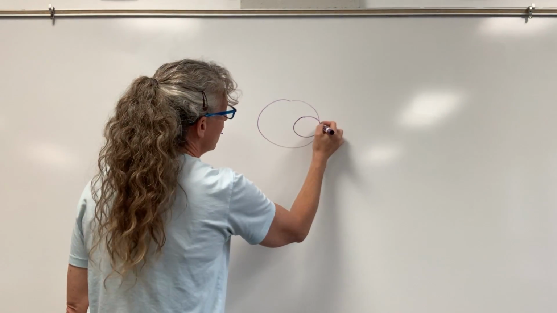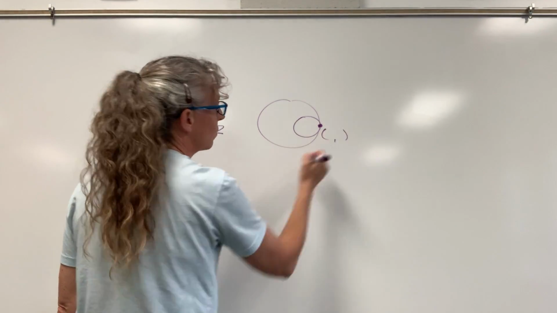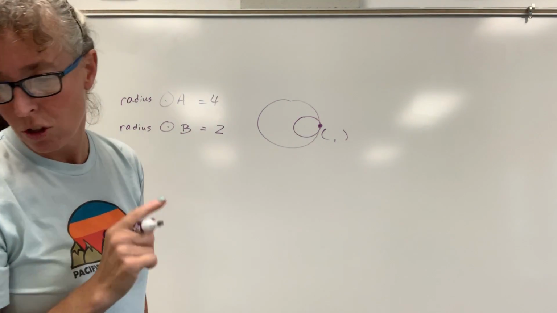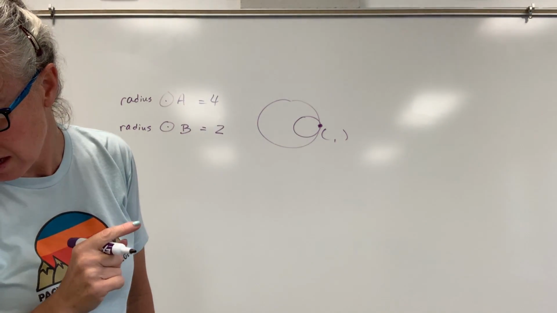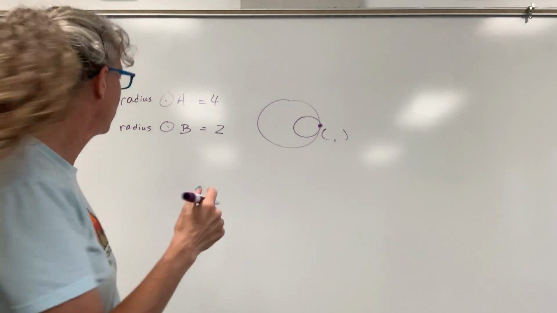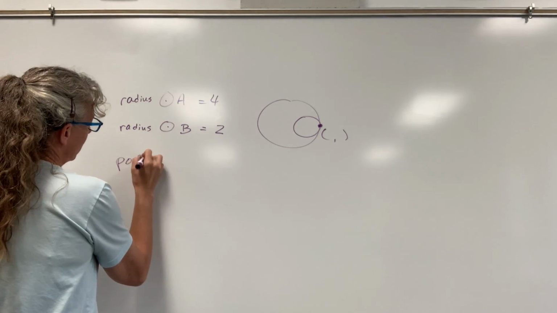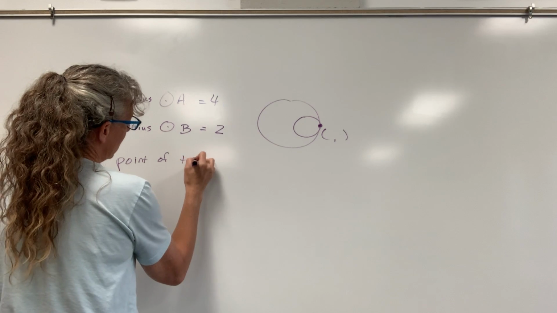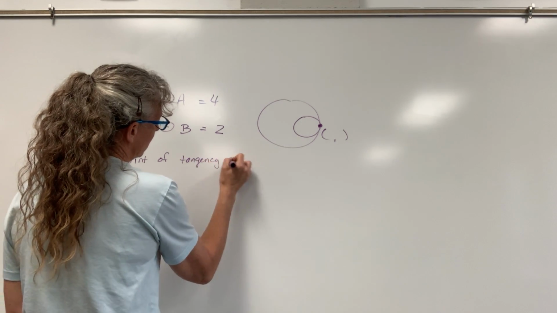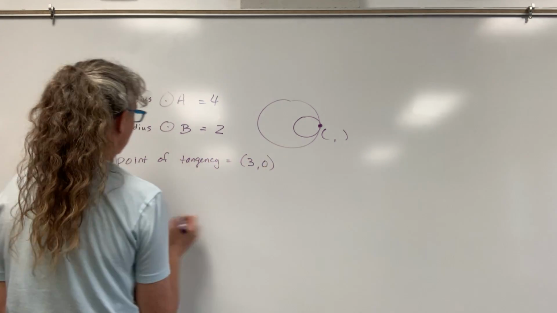The point of tangency is where they run into each other, and we're looking for an ordered pair because it's on the graph. So where they run into each other looks like it's at over 3, up and down 0. So the point of tangency is over 3, up and down 0.